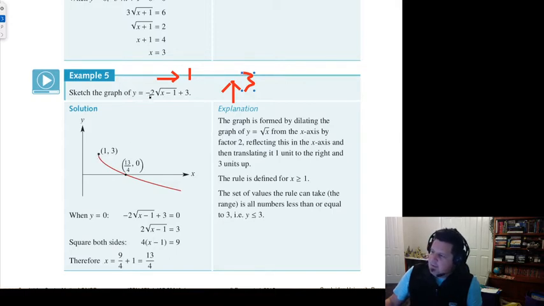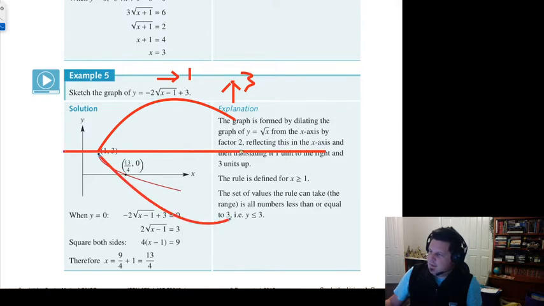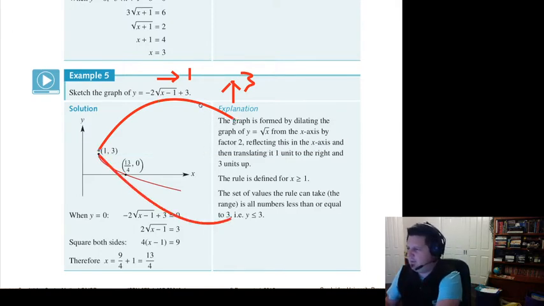You know it's a negative version as well. Yep, there's a negative in front. So instead of going up like that, it's mirrored in the x-axis. It's going to go down like that. Cool.